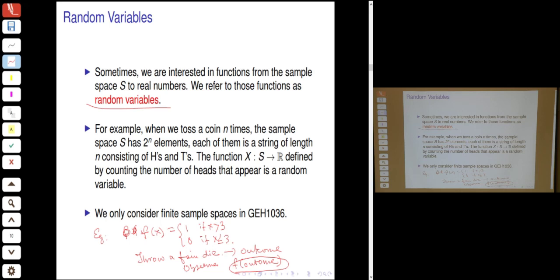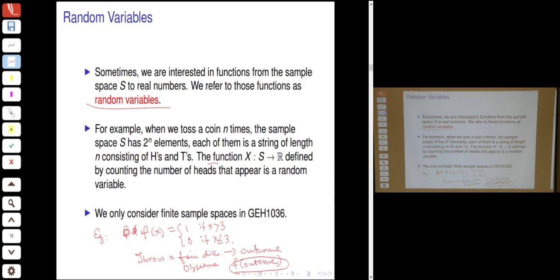In general, all possible outcomes are just strings of length n, where n is the total number of tosses, and each entry of these strings is made up of H or T, right? In principle, you could get any possible combination of H's and T's as a string of size n by this coin toss. So now here is our random variable.